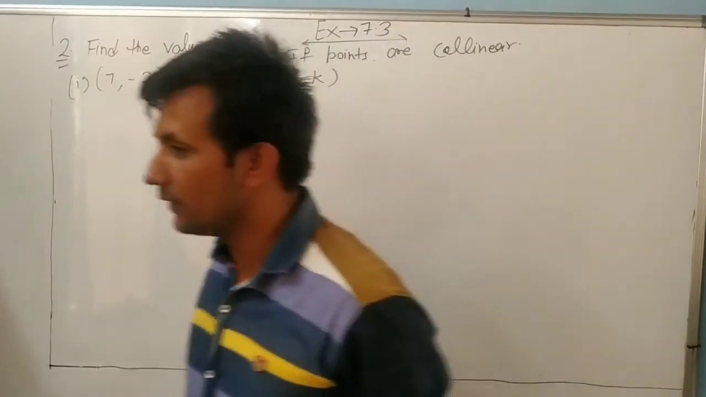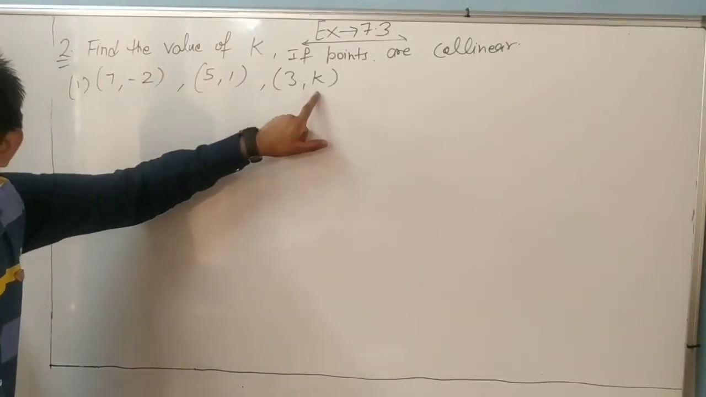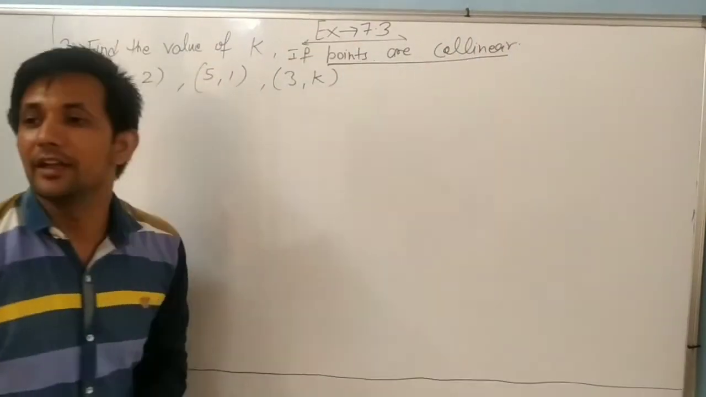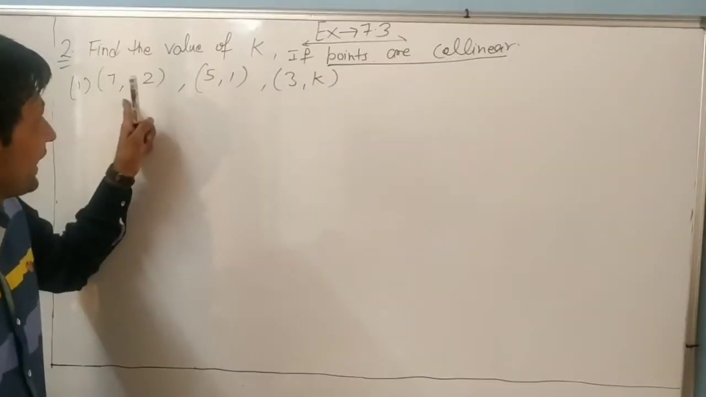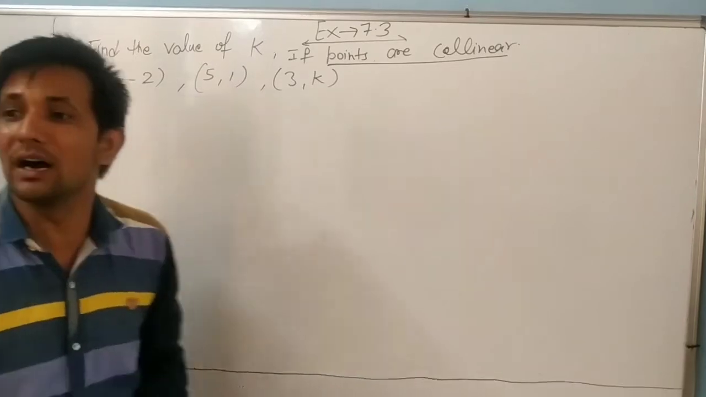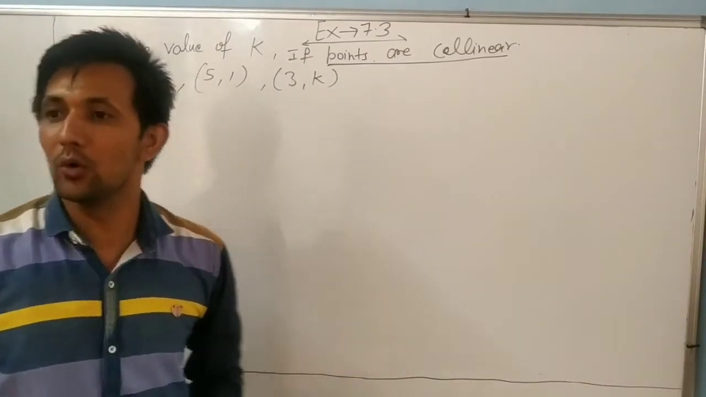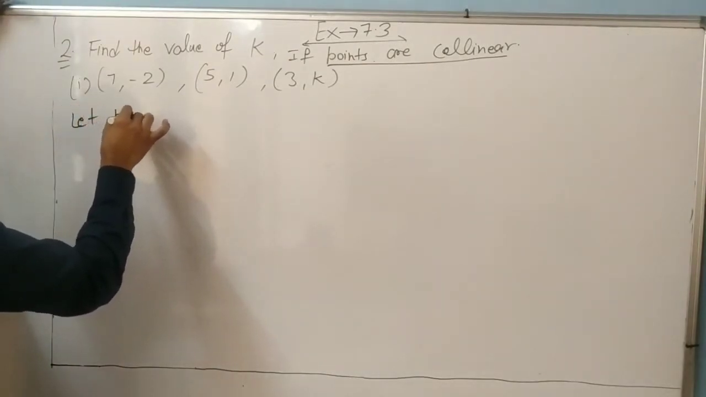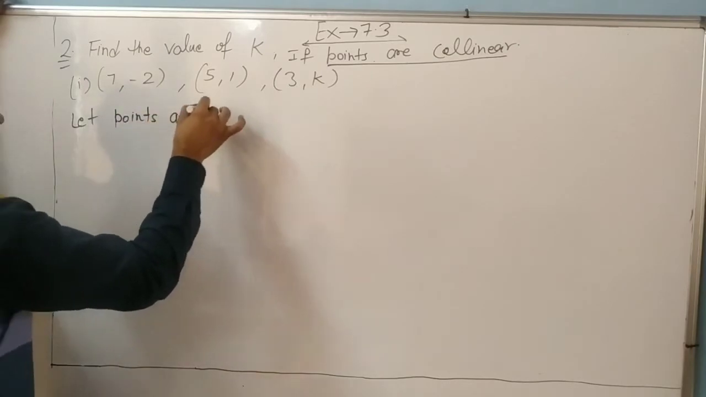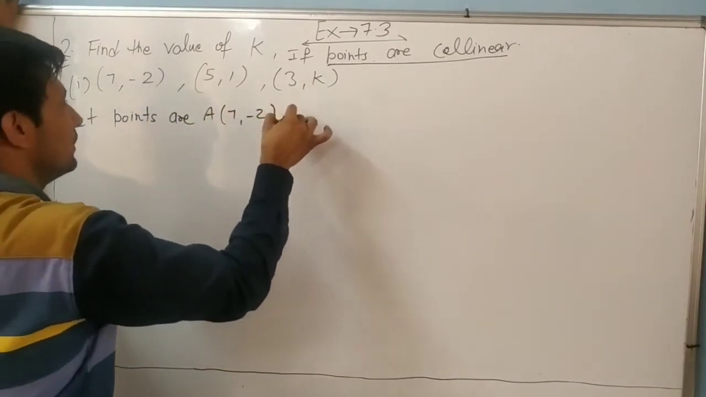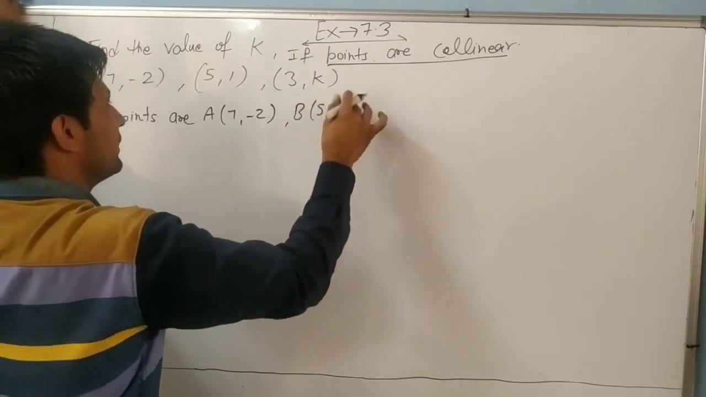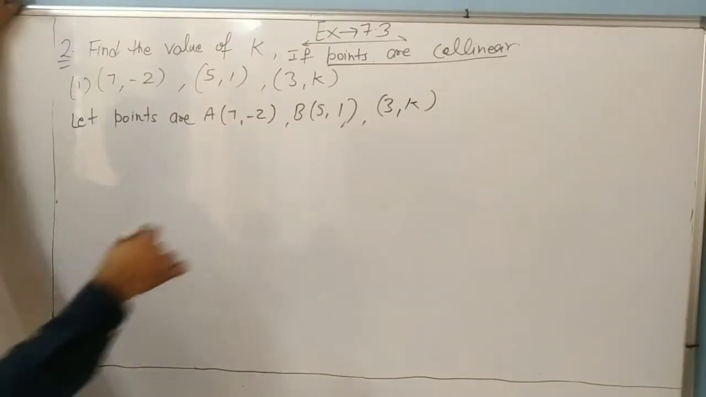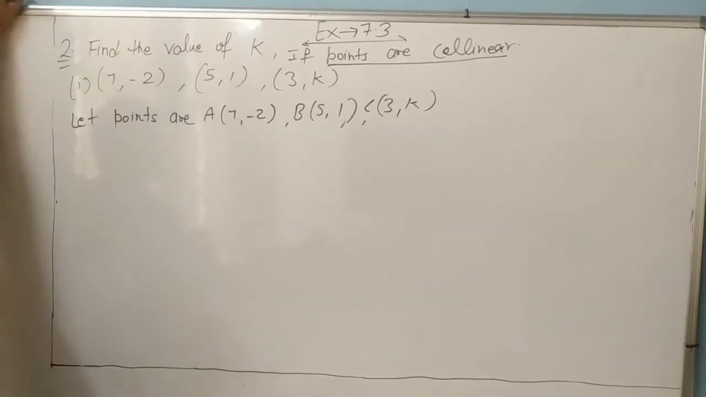Now in the second question, dear, find the value of k. We have to find the value of k if the points are collinear. If points are collinear, it means the area formed by these 3 points is how much? 0. Understand or not? So you will write, let the points be A(7, -2), B(5, 1), and C(3, k). Okay, dear, A, B, C.